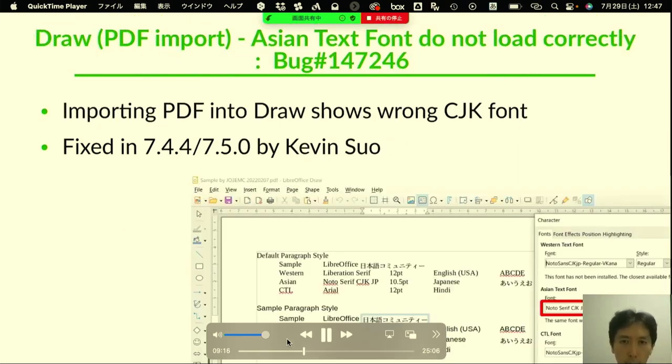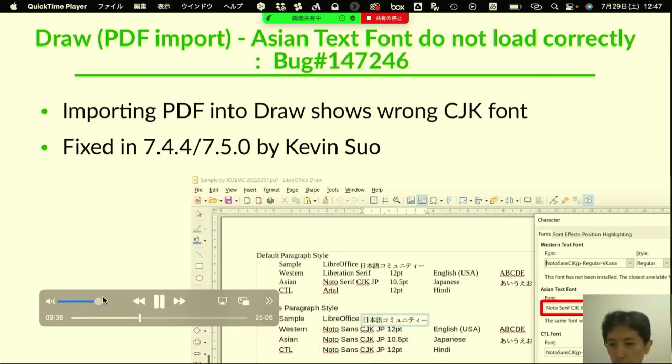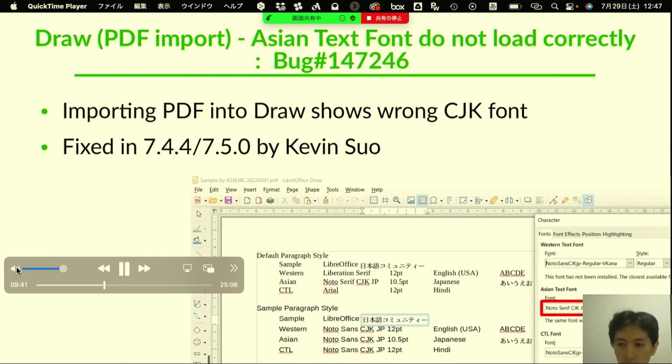Yep. Another case is the PDF import case. In LibreOffice, you can import a PDF and open it in Draw. But splitting the font, and the displayed font is not equal, so it's a wrong problem. Now fixed in 7.4.4 by Kevin Su.